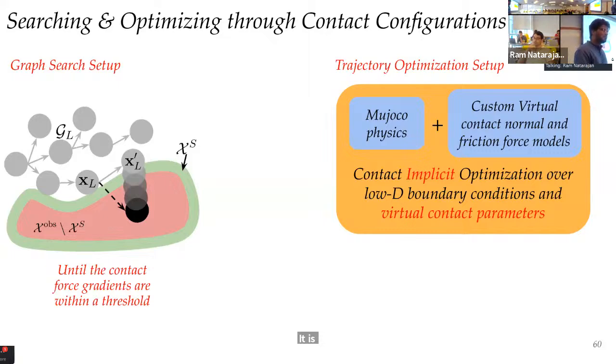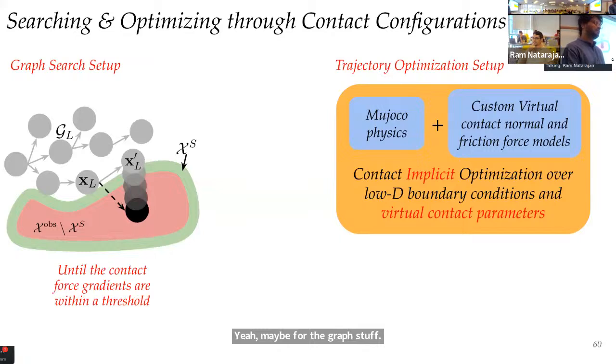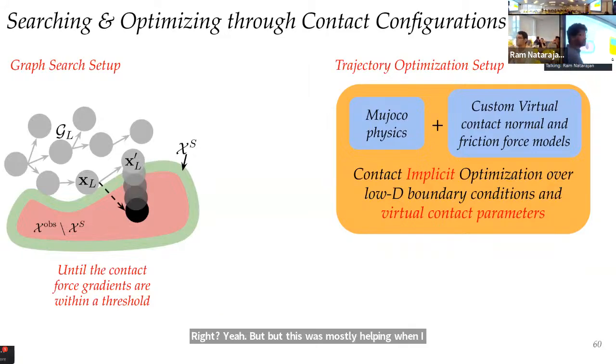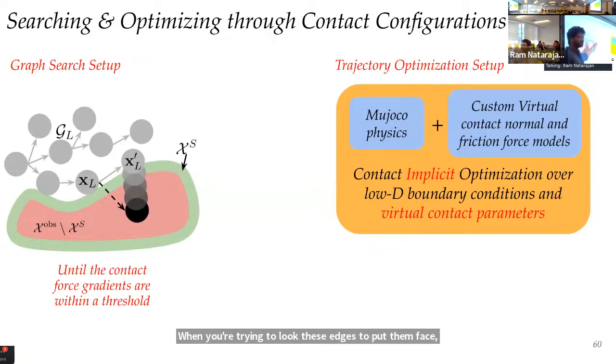Yeah, maybe for the graph stuff. We have not found that you can trust any of it as soon as you're in penetration, it completely fails. This is why I was wondering about your custom virtual contact normal stuff, I feel like you basically have to do something like that, because the stuff coming out of the contact model is just not good enough. Right, yeah, but this was mostly helping when I was not making the penetration, because the penetration is being handled. Yeah. But then of course, when you're trying to lift these edges to full dimensional space, there might be penetration again within the optimization. Yeah, but otherwise, you're building the graph.